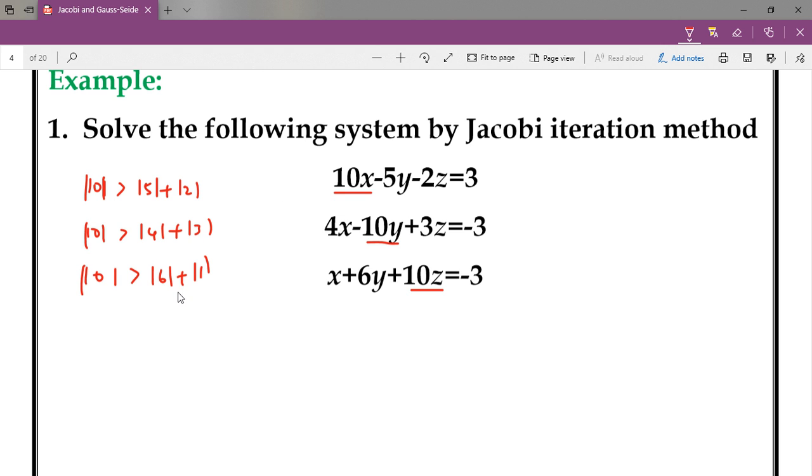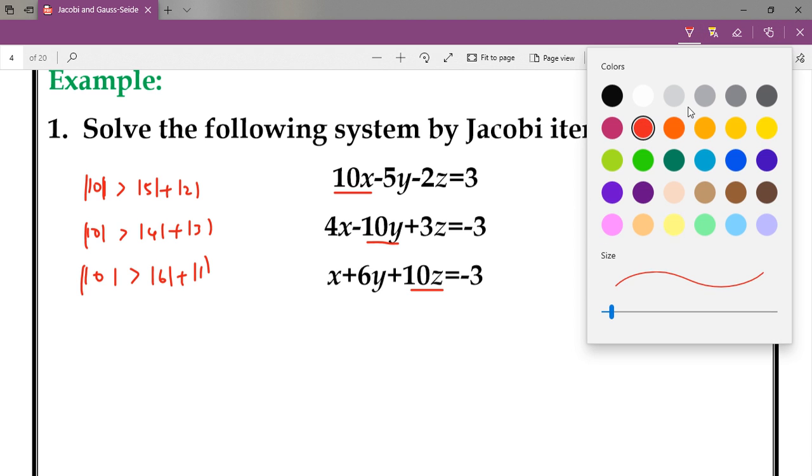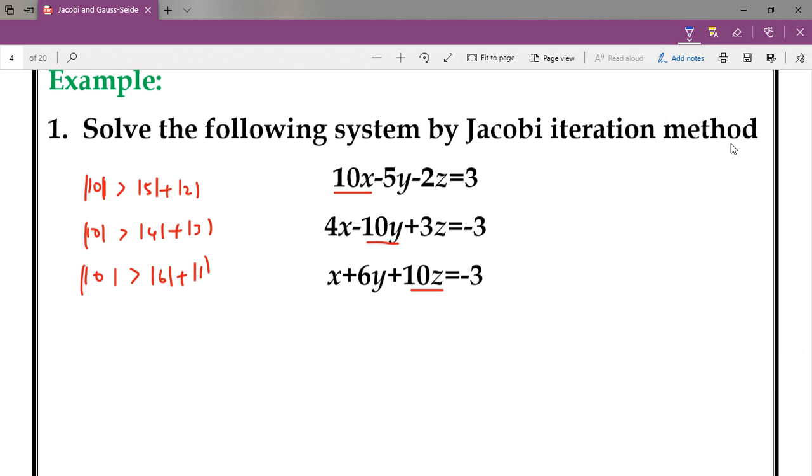Here 4 and 3 are values of x and z. Here it is x and y. So we can clearly see that this system can be solvable. So let us see how to solve this system of linear equations. That means whenever they ask for the iterative methods, they give the system of linear equations to be diagonally dominant.